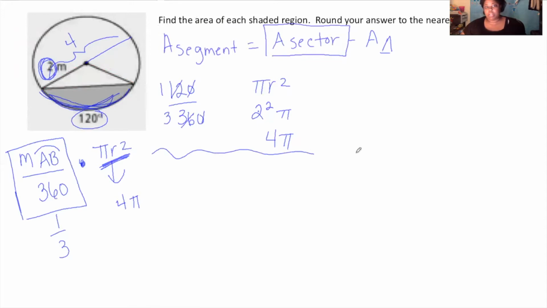All right, I'm going to draw a little line so you know now I'm actually doing the problem. All right, so it's going to be 1 over 3 times 4 pi. Don't get scared. Don't run to your calculator. Just hold on. I'll show you how to use it.